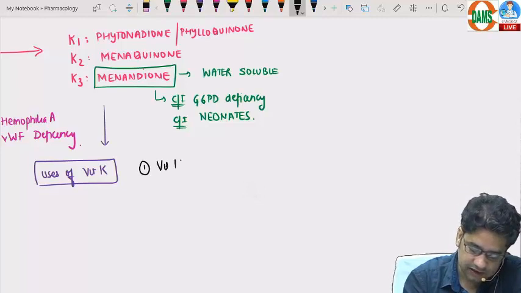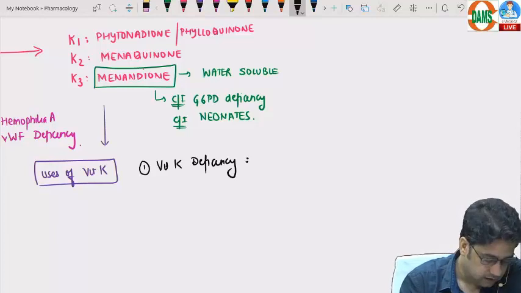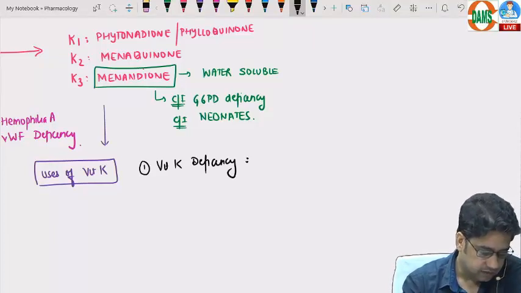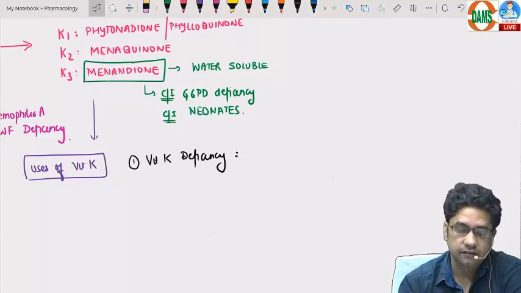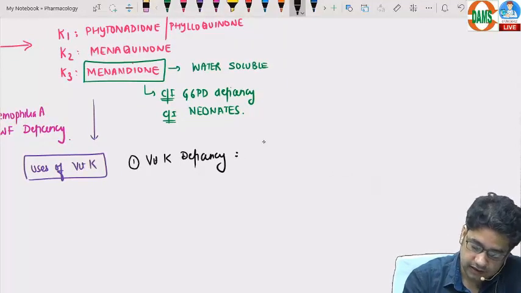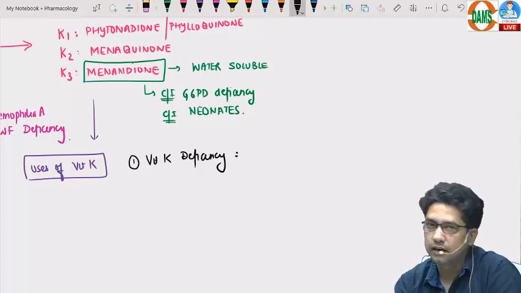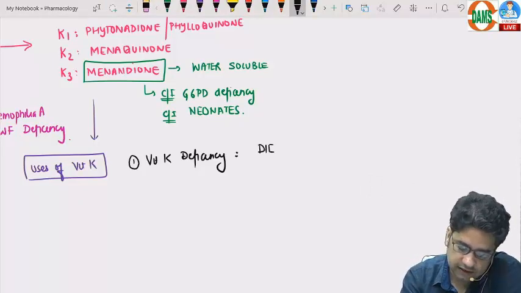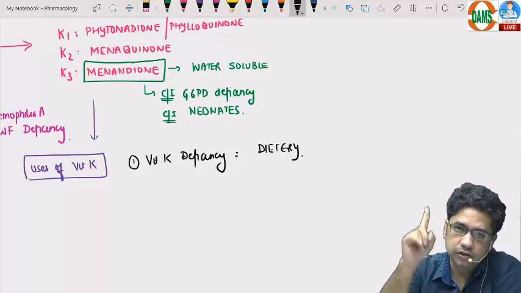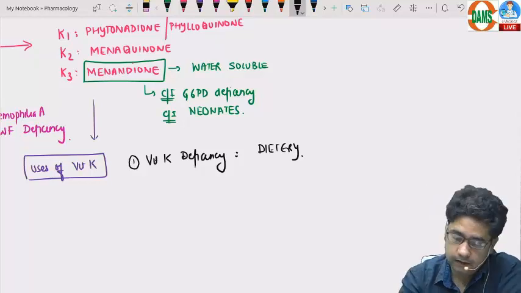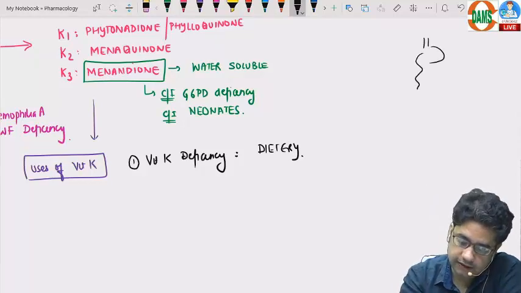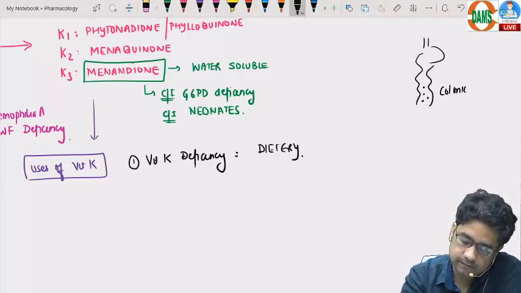First is vitamin K deficiency. Can you tell me, sir, what is the cause of vitamin K deficiency? First, I will write dietary deficiency. Now, children, remember one thing. Sir, this is our GIT. Don't draw this diagram. In the GIT, we have colonic bacteria. Sir, these colonic bacteria synthesize vitamin K for us.